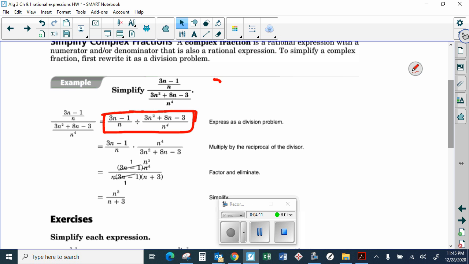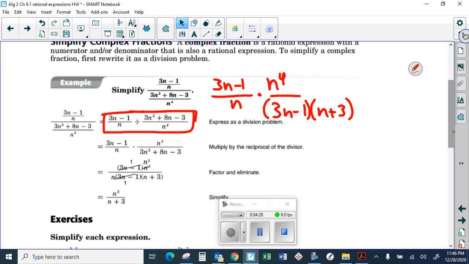Okay. So I have the 3n minus 1 over n. First, multiplication by the reciprocal. So I switch that. I'm going to go ahead and factor this now. 3n and n multiplied by 3n squared. It's going to be a plus 3 and a minus 1. So then I have 9n minus 1n is the 8n that I need right there.